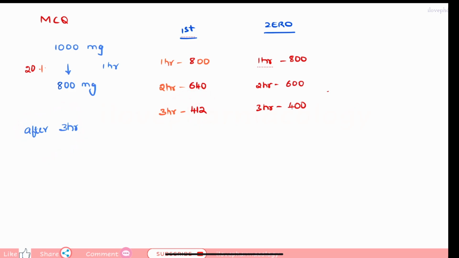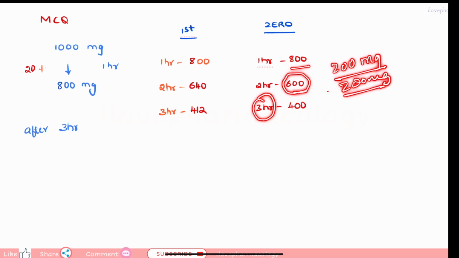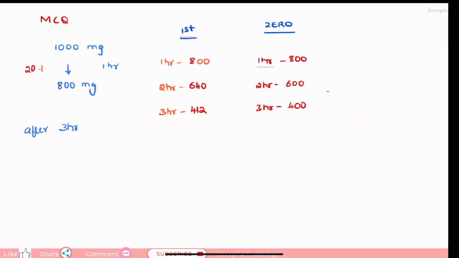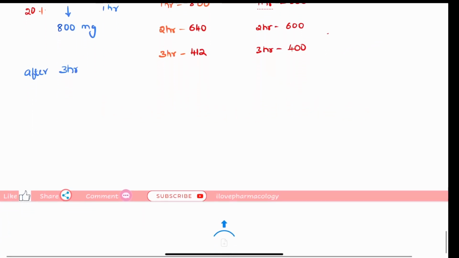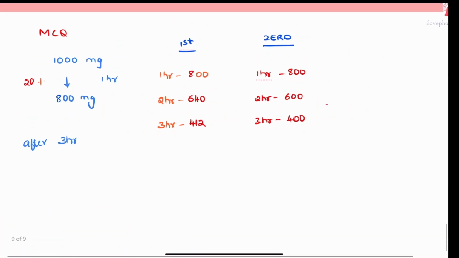If the drug follows zero order kinetics for the same example, as you know, a constant amount will be eliminated. So 20% here means 200 milligram will be eliminated every hour. After the first hour, 800; after the second hour, 600. After 3 hours, again 200 will be eliminated, which means it will be 400. This is how you need to remember it from your exam point of view.